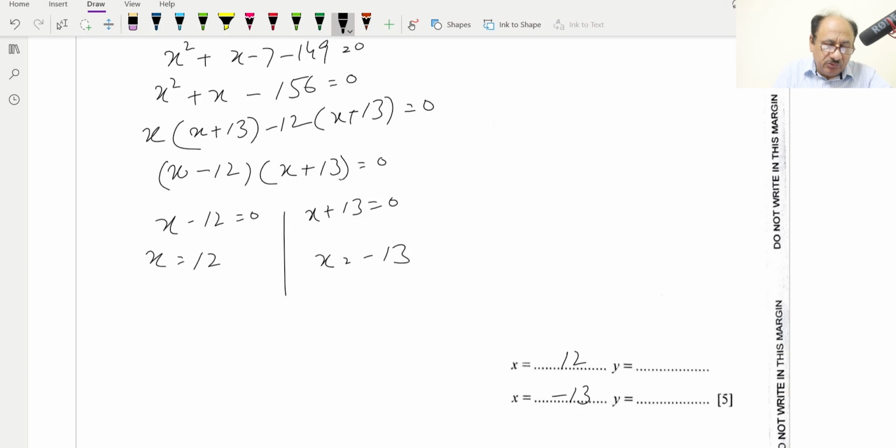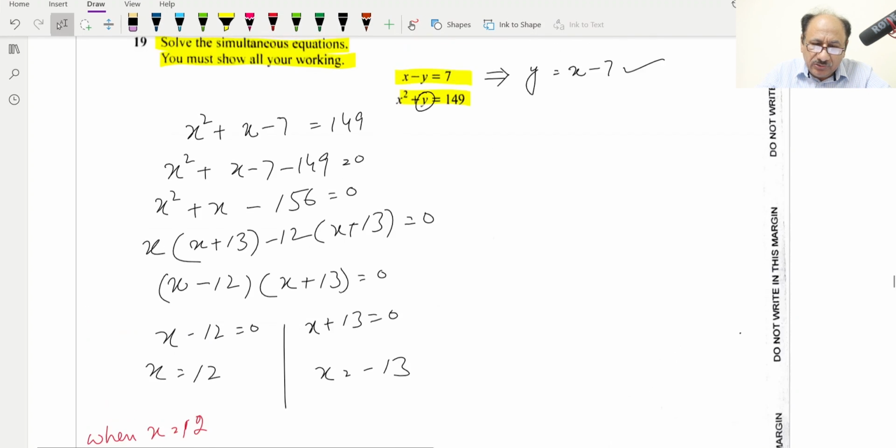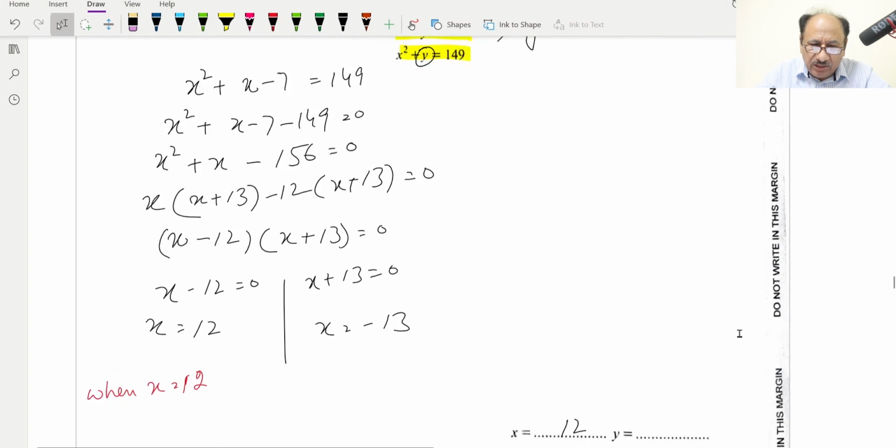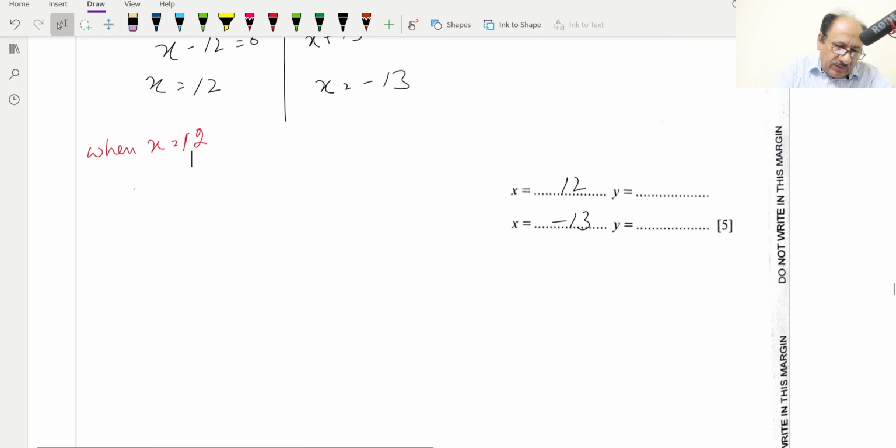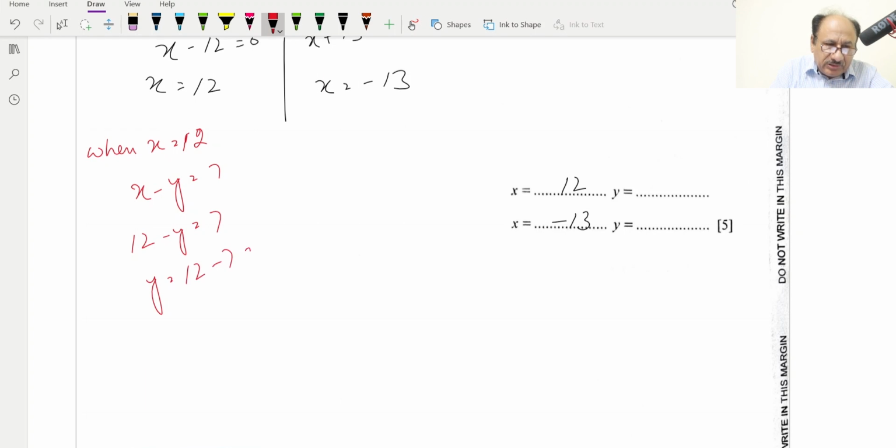So when x is equal to 12, what will be our equation? I'll use the first equation, x minus y is equal to 7. So 12 minus y is equal to 7. This implies y is equal to 12 minus 7, which is equal to 5. So the y value will be 5 over here.